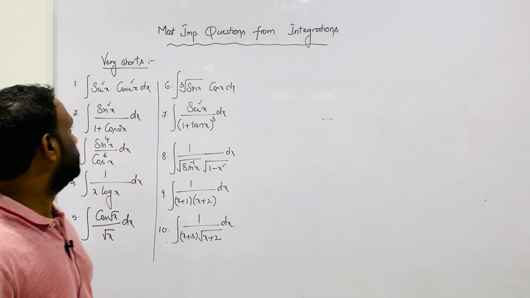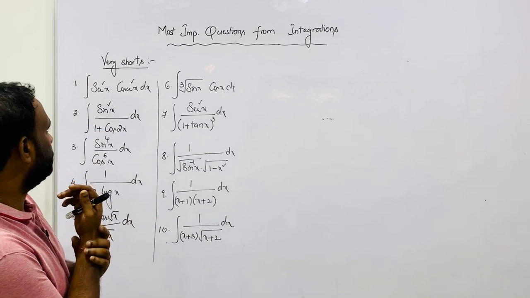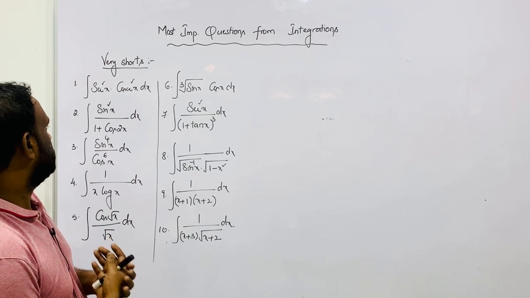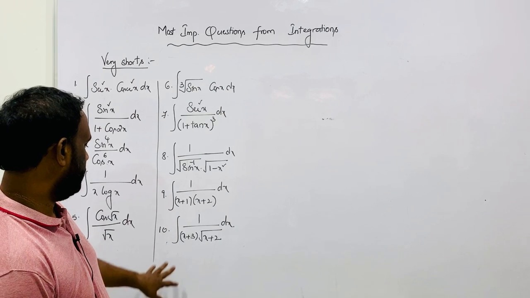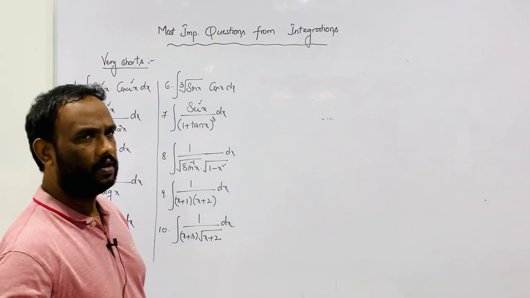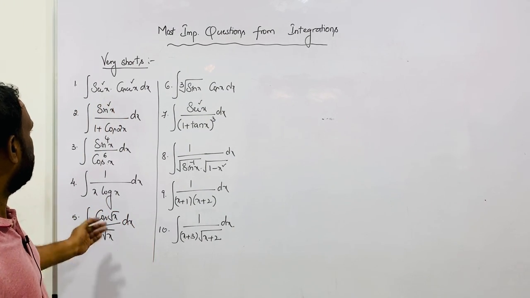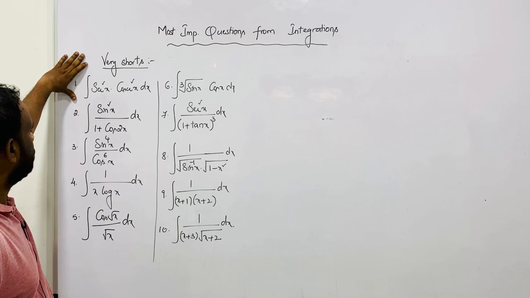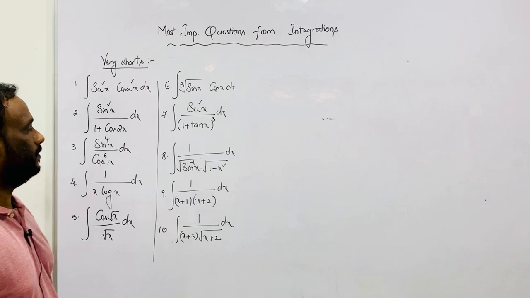Today let us discuss some of the very short questions and answers from the integrations chapter. Now we have picked the most important concepts in 10 questions. Through these 10 questions you can solve any number of problems from this chapter. Now let us discuss the first question, that is integral of secant square into cosecant square.